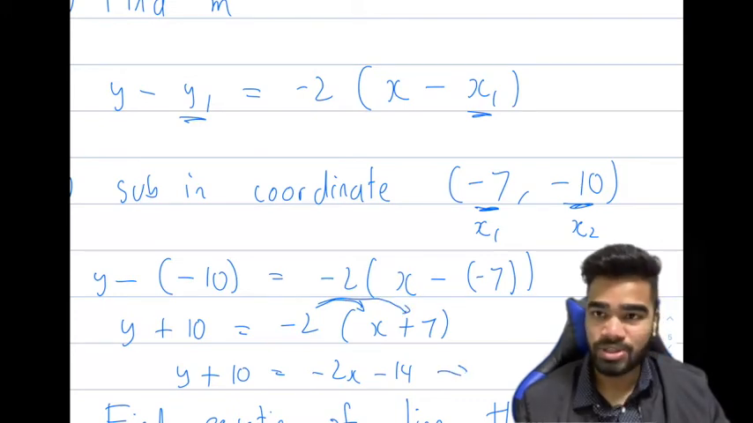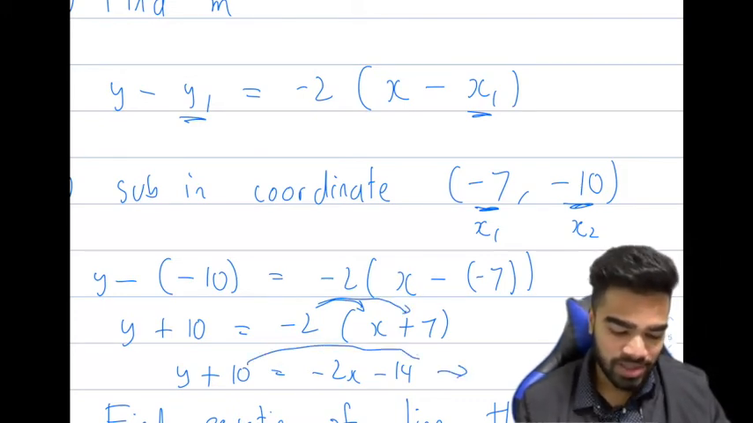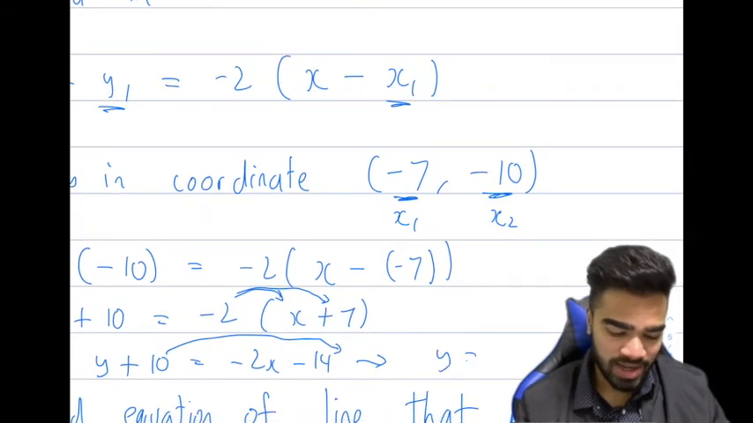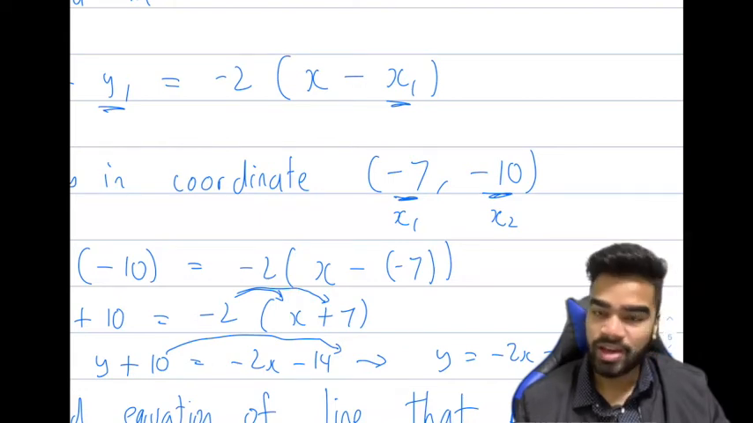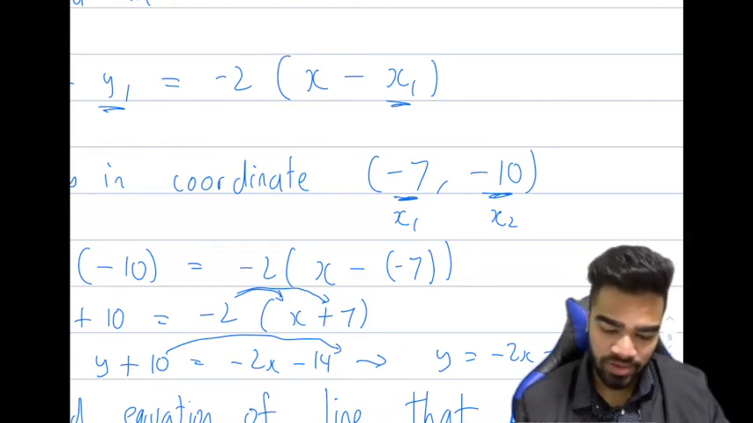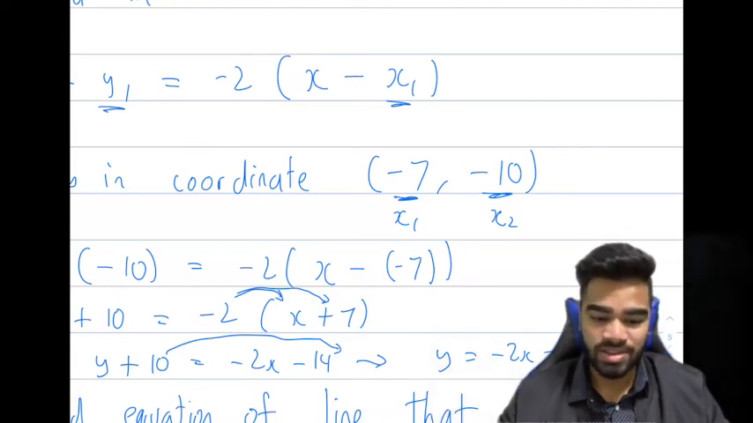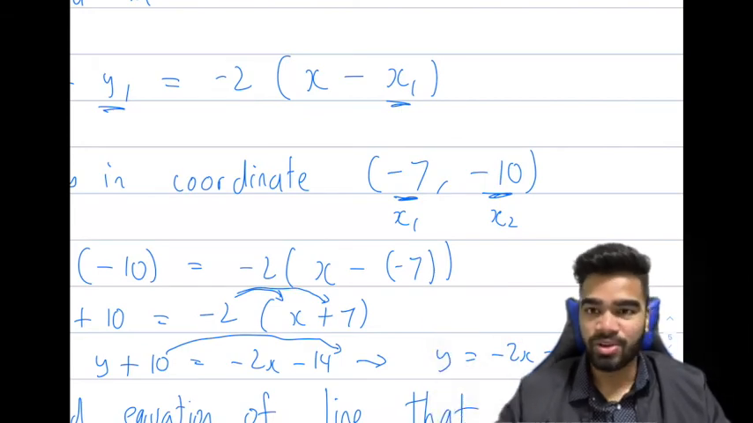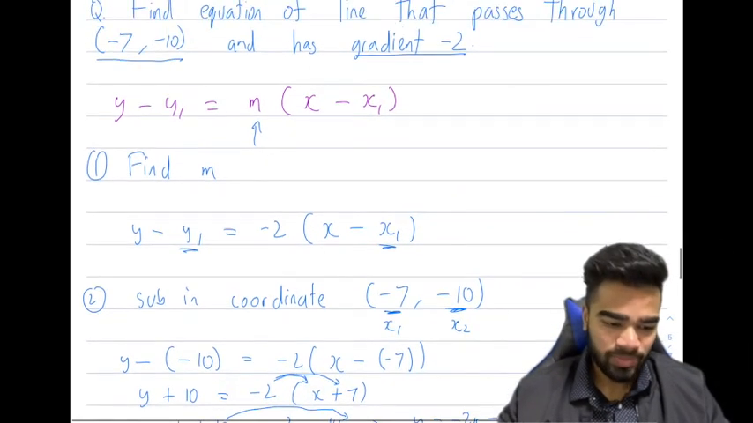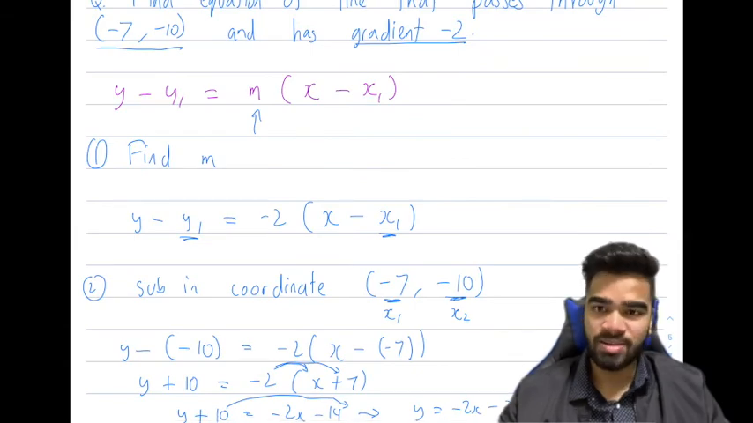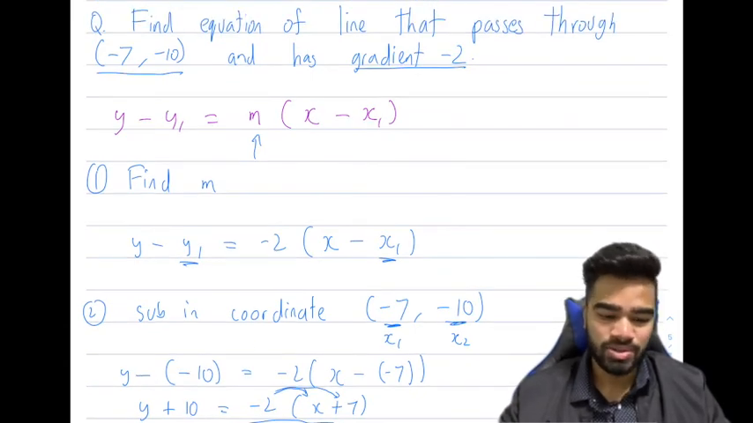And then you just have to make y the subject. So to make y the subject, all I'm going to do is take 10 to the other side. So y is equal to negative 2x minus, so negative 14 minus 10 is negative 24. Okay, even if you did the other method, so the first method that we learned, you should have gotten the same answer. Okay, so again, I'm just showing you an alternate way. It does come up in questions sometimes. Another way to do this question.